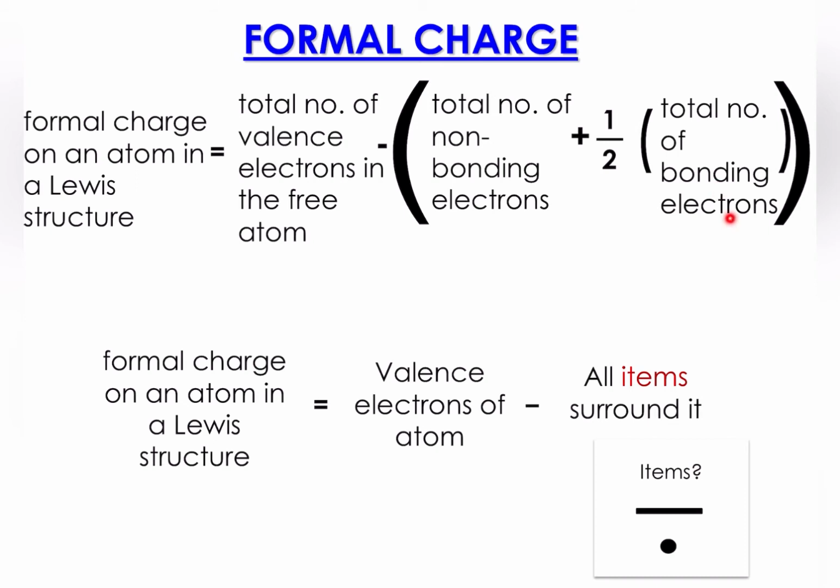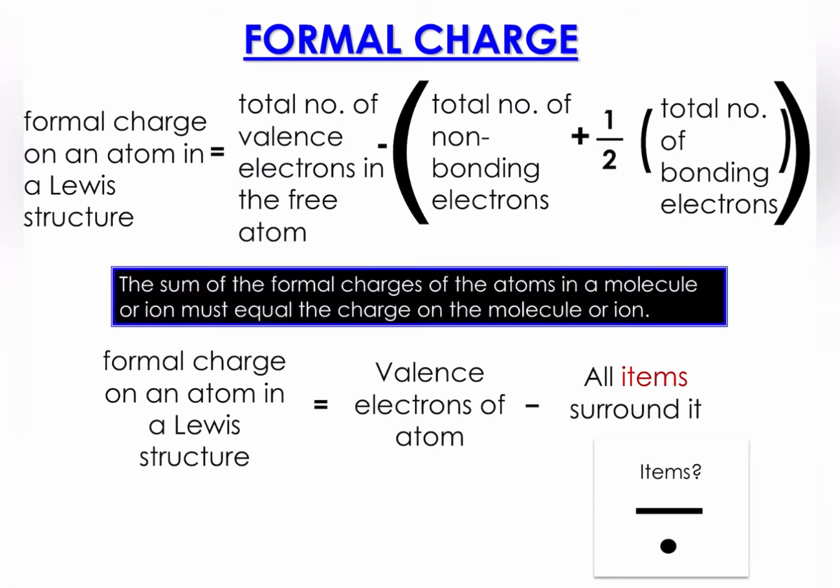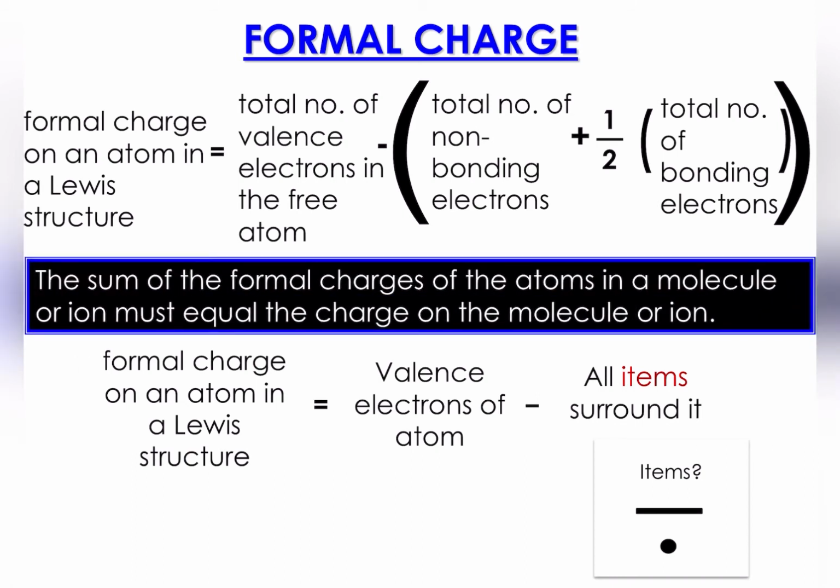which in this case means bonding pairs. So one lone pair has two dots, which means two electrons. That is how you put the amount for that. And for a bonding pair, we use a dash. One dash means two electrons, so it is the same case here if you want to put the amount for that. It means that the sum of the formal charges of atoms in a molecule or ion must be equal to the charge of the molecule or ion.